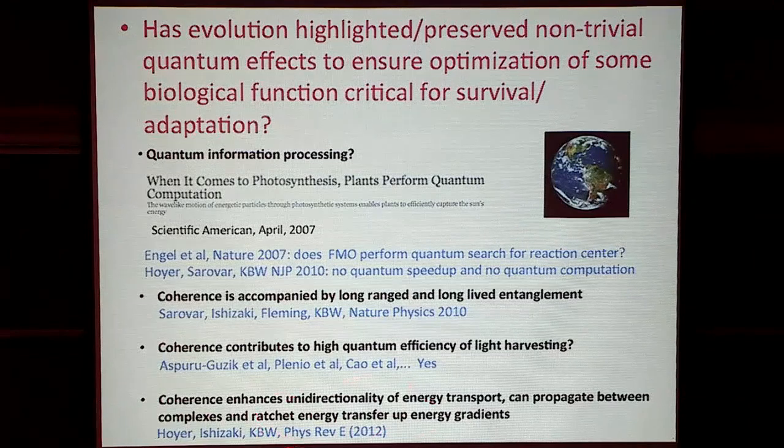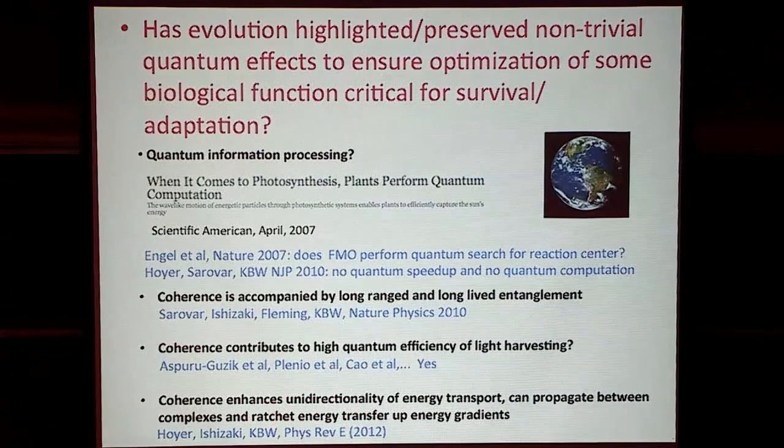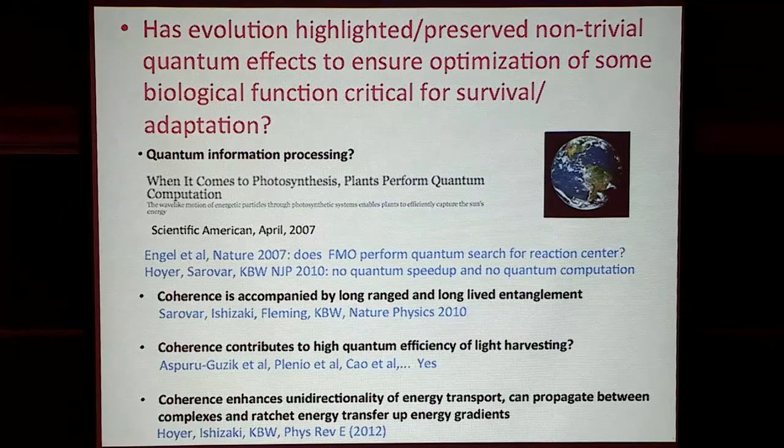And the last thing is the coherence. This is a possible additional advantage that is very important for this FMO system. You have to make sure the energy goes down in one direction and doesn't go back out. So unidirectionality of the energy transport is very important, and the coherence does enhance this unidirectionality. It also allows propagation between complexes. And furthermore, it also allows energy to be ratcheted up energy gradients.